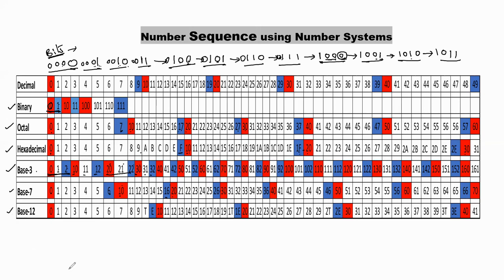Now coming to the base 12 number system, 0 to 9 are the decimal digits. After 9, T and E are the alphabetical letters for 10 and 11. After E is finished, now we should write it as 10 to 2E. This is the way of writing the number sequence with different kinds of number systems.